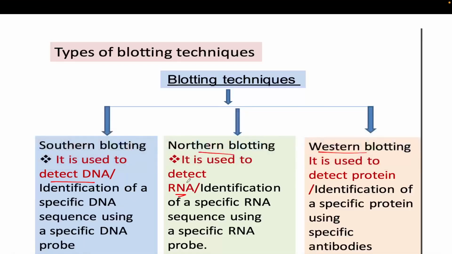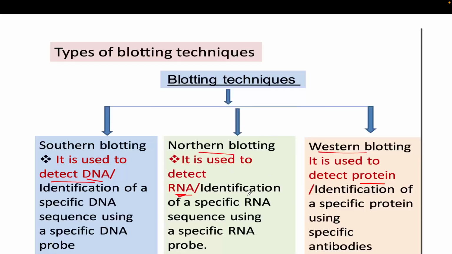Southern blotting is generally used for DNA identification, northern blotting is used for RNA identification, and western blotting is used for the detection of protein. And one more thing here: through using this blotting technique you can only identify whether your target sequence, target protein or target nucleic acid is present or not.